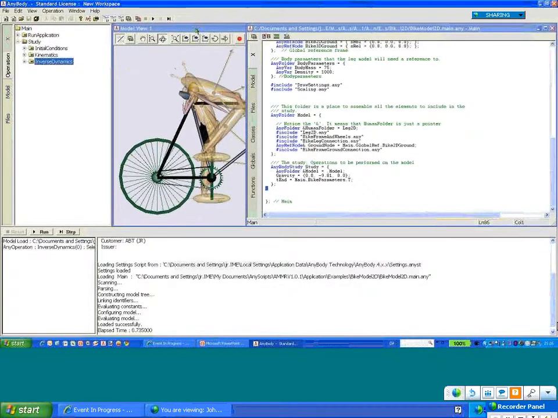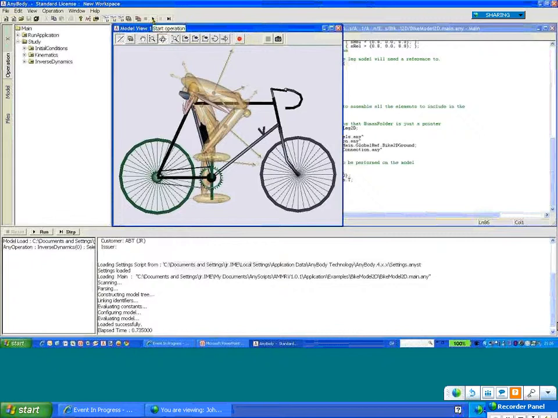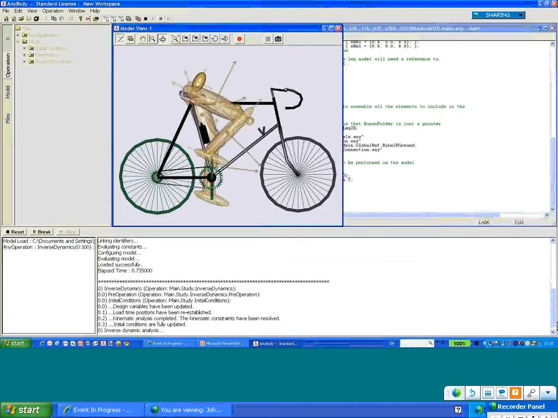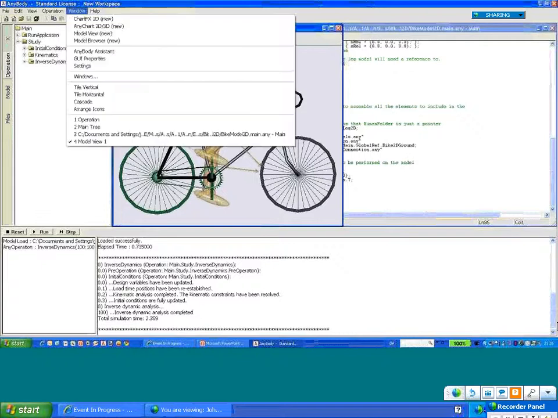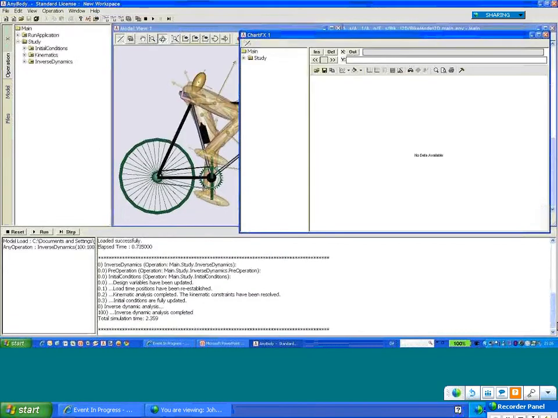And you may not see all the steps on your computers out there because there's a limitation to the transmission speed in the WebEx system. But hopefully you saw some of the steps of the bicycle going around here. And then I'm going to open a new window. And in this new window, I can study the results of the analysis.